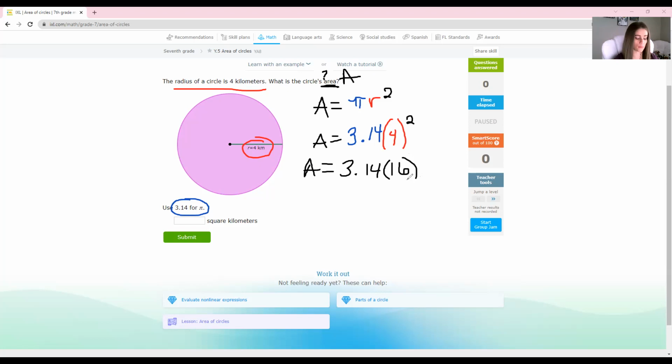This is where you do have permission to use a calculator. So multiply 3.14 times 16, and we find out that our area is 50 and 24 hundredths square kilometers. So 50 and 24 hundredths, and they already have our label there for us, which is awesome.